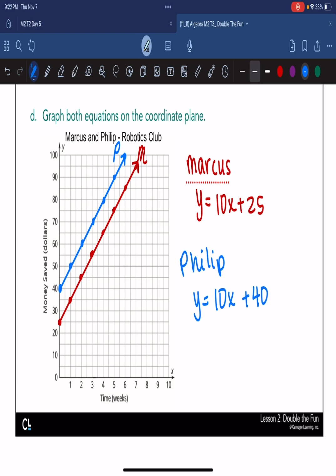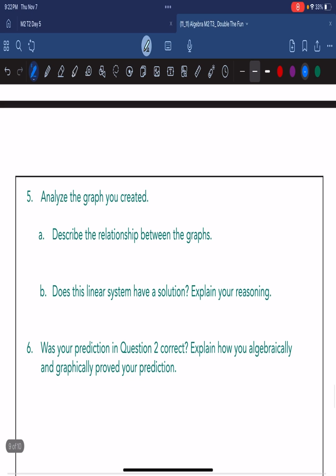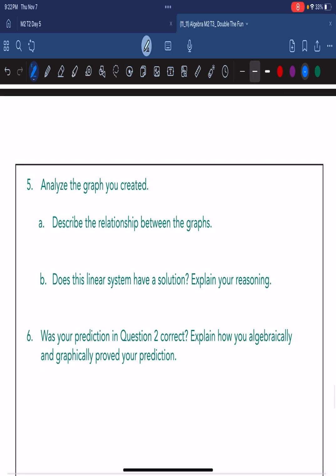So if you notice, the two lines are running alongside each other. They have the same slope, same steepness. They will never touch. So this means that they have no solution. So what do we notice? They are parallel. Does this linear system have a solution? There is no solution. They never meet.